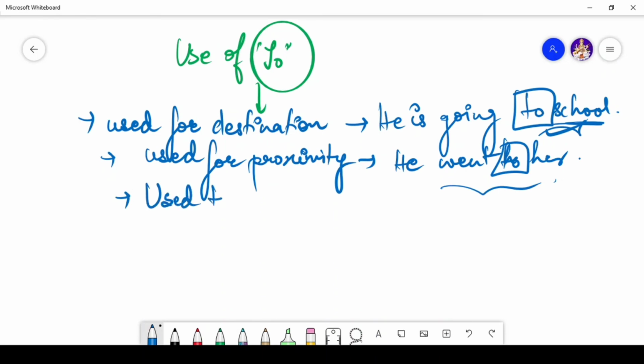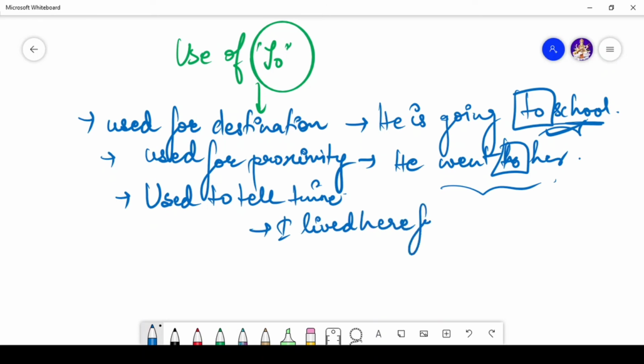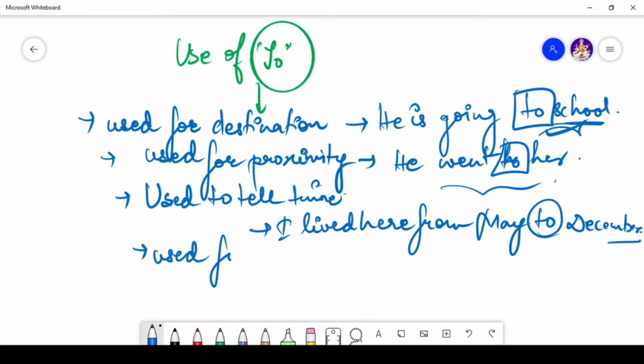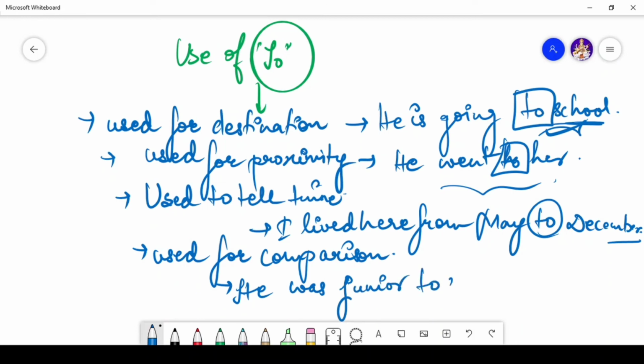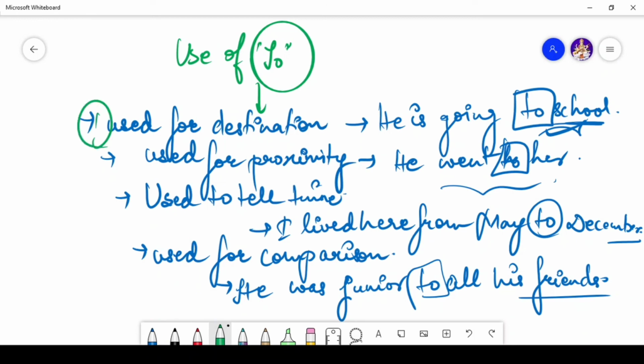Now, it is also used to tell time. Like, if I would say that I lived here from May to December. Okay, I lived here from May to December. Again, it is used to tell time. It can also be used for making comparisons. Like if I would say that he was junior to all his friends. Okay, so in all these scenarios you'll see that it can be used for destination.